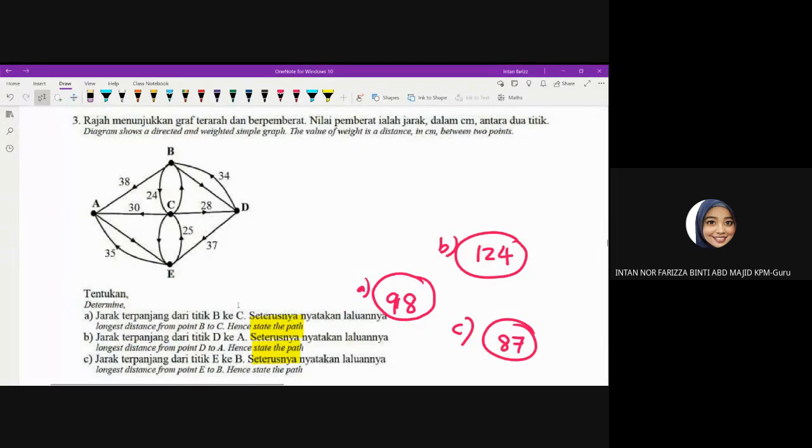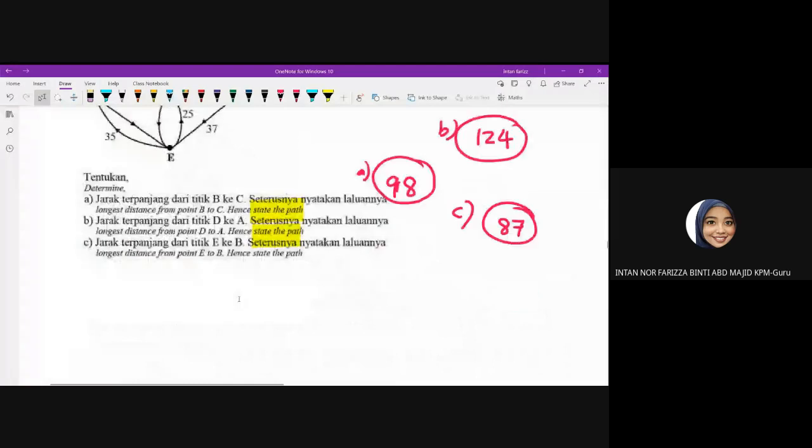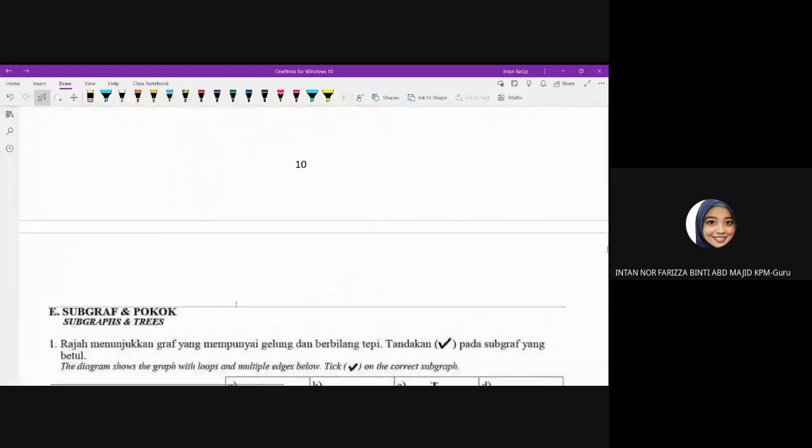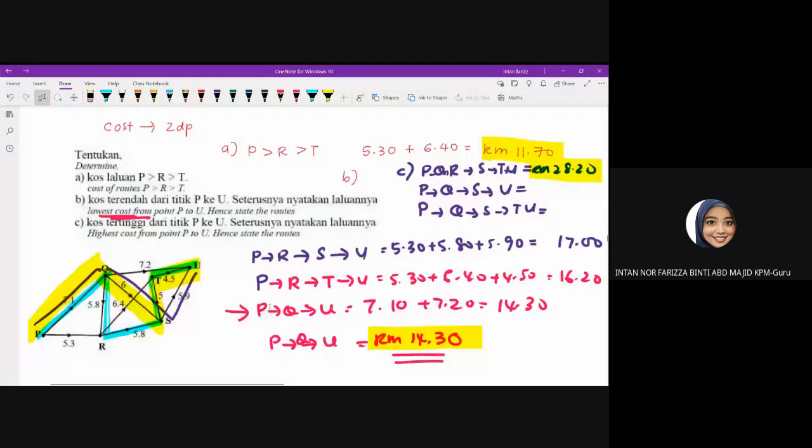Alright, anything else? Okay, so this one is not in the mid-year exam. Subgraphs and trees, I don't think there's time. So I think that's all. Thank you for joining my class. I really hope that this class will benefit you. If not in SPM, maybe in the next mid-year. Alright, thank you very much, girls.